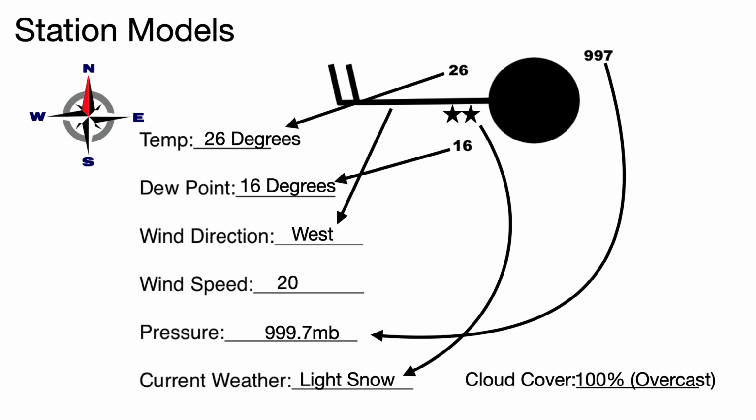So again, use this as a reference for decoding station models. This should be all of the information that you need to plot and be able to draw station models on your own, given the information, and figure out what weather is happening in certain locations.